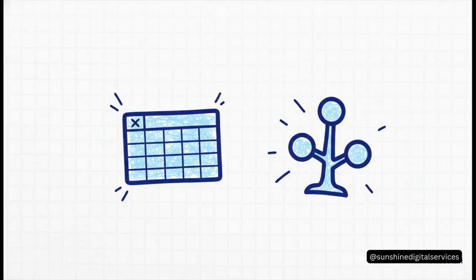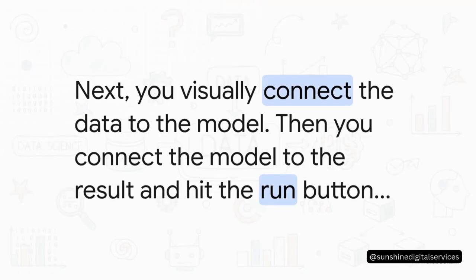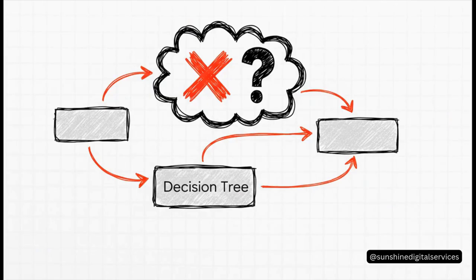First thing you do, you just grab your customer data from the repository and drag it right onto the canvas. Easy. Then, you head over to your toolbox, find the decision tree operator, that's the brains of our model, and you drag that onto the canvas too. The next logical step is to connect them. You literally draw a line from your data to the decision tree. Then you connect the model to the final result. You hit that big blue run button and, whoops, an error.